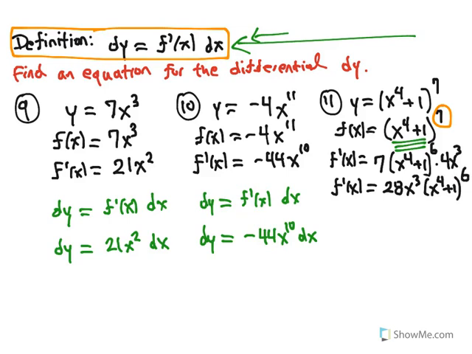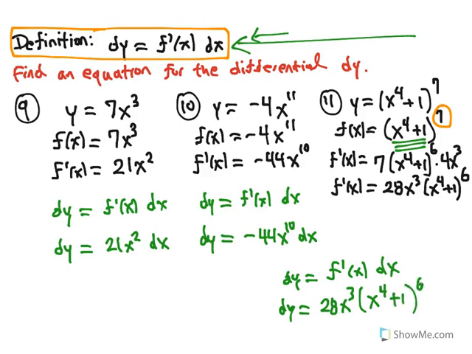So what is dy for number 11? dy is, by definition, f prime of x times dx. So all we have for number 11 is dy is equal to 28x cubed times x to the fourth plus 1 to the sixth power times dx. And that's how you do these problems. Find an equation for the differential dy.